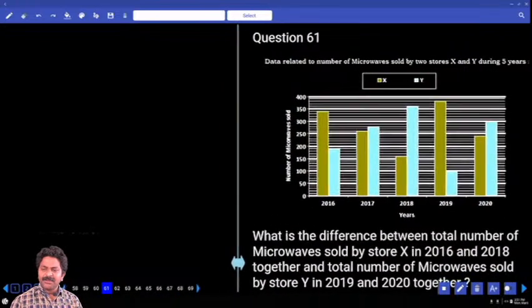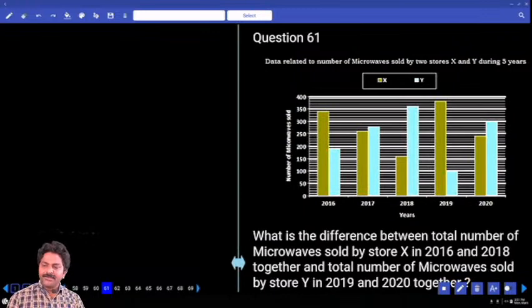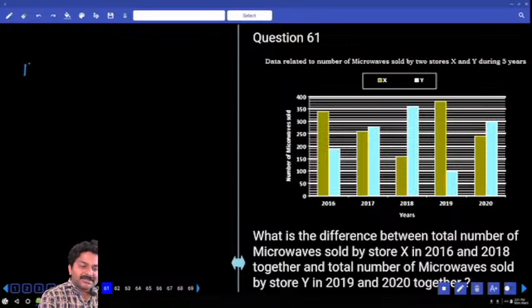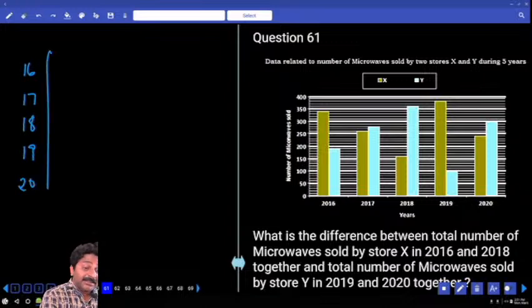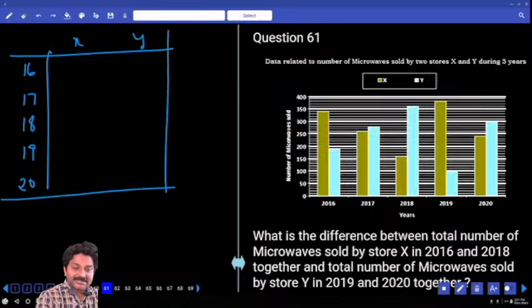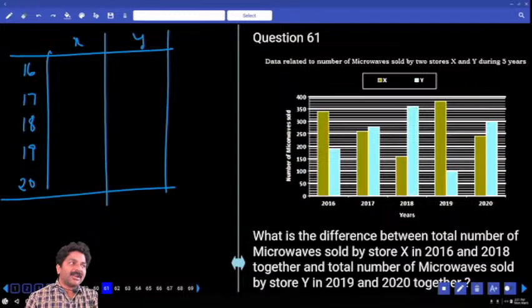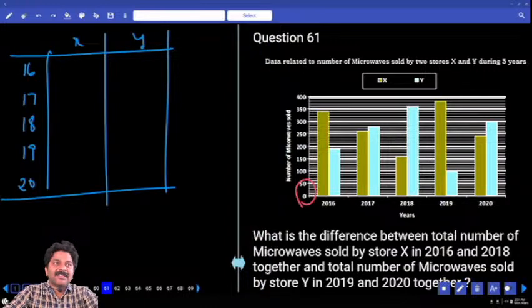Right, data related to the number of microwaves sold by two stores X and Y during 5 years. 2016, 17, 18, 19, 20. First, what do you need to write? Matladali. Table, because number representation is not there. Correct? Now, what is the gap between two major lines? 50. And how many sublines are there? 5. So, each line is 10.